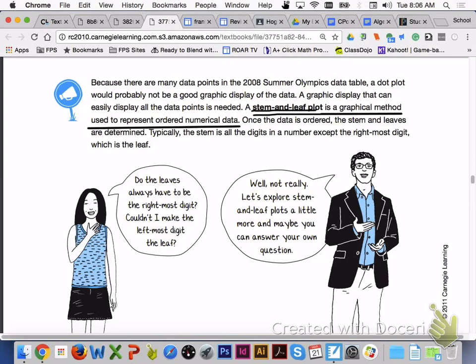Because there are many data points in the 2008 Summer Olympics data table, a dot plot would probably not be a good graphic display of the data. A graphic display that can easily display all the data points is needed. A stem and leaf plot is a graphical method used to represent ordered numerical data. Once the data is ordered, the stem and leaves are determined. Typically, the stem is all the digits in a number except the rightmost digit, which is the leaf.